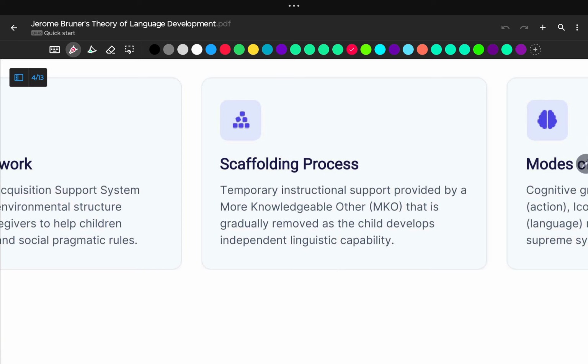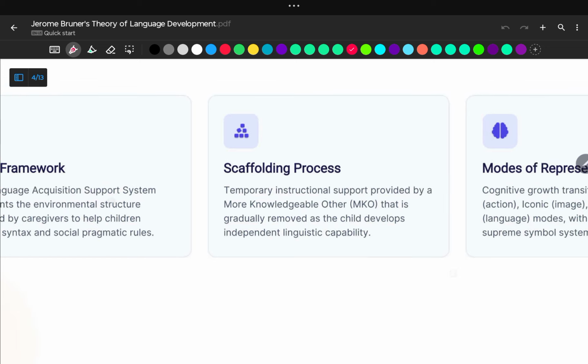And now let's move forward to the scaffolding process. The scaffolding process is temporary instructional support provided by a more knowledgeable other. Scaffolding literally means the more knowledgeable others. When we interact with a person who knows more than us, then we learn something from them, and when we learn that concept, we can gradually remove the support system that was earlier taken by us.